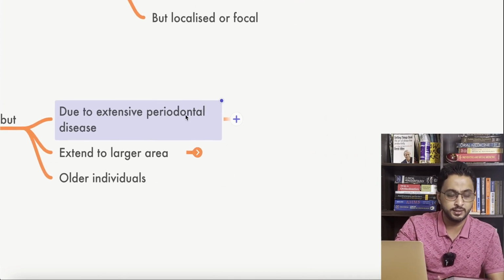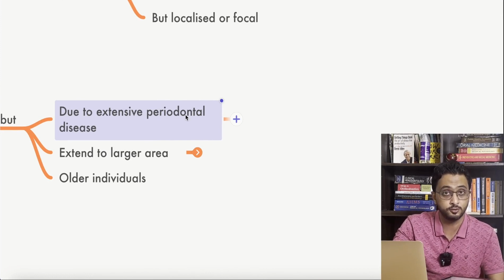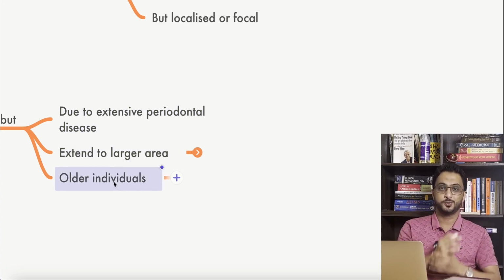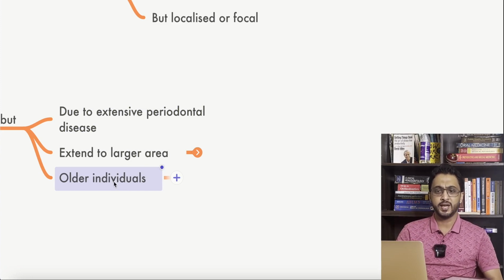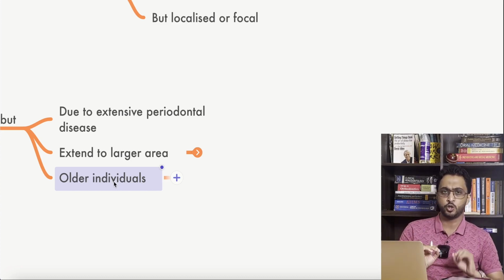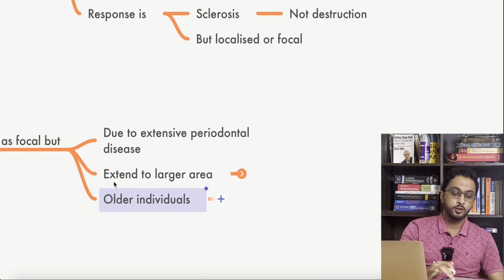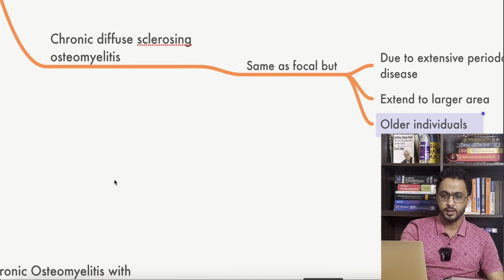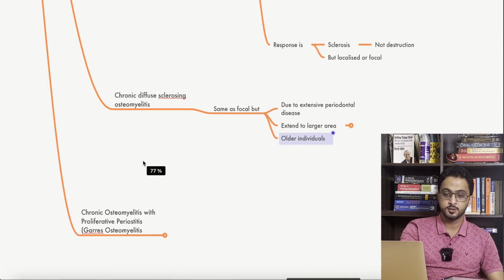Basically, they say that it's due to, I've explained this in the previous lecture, extensive periodontal disease, not caries. Okay, that's one difference. Extends to larger areas, and very importantly, it's older individuals. Older individuals, where again, low grade infection has to be there, it can't be fracture and all. Low grade infection like low grade periodontitis or mild trauma in older individuals. So the focal one was in young individuals, and diffuse is in older individuals. Please understand that. That's a very important point.